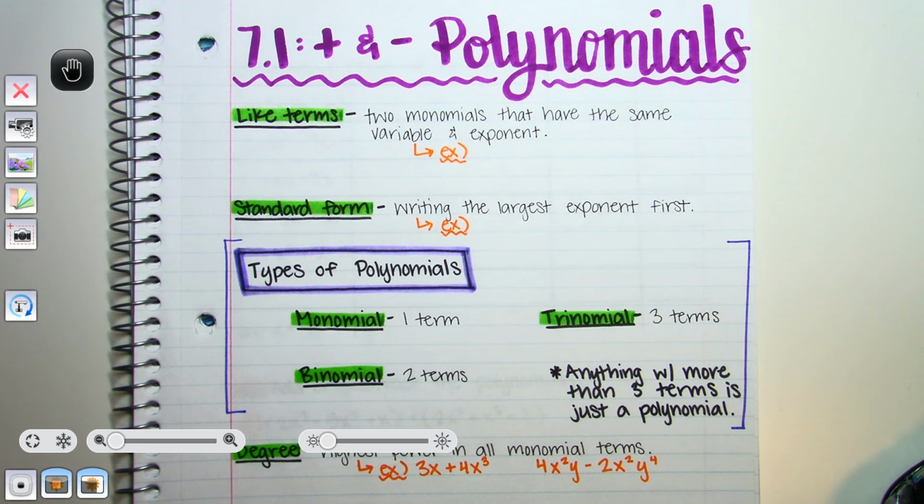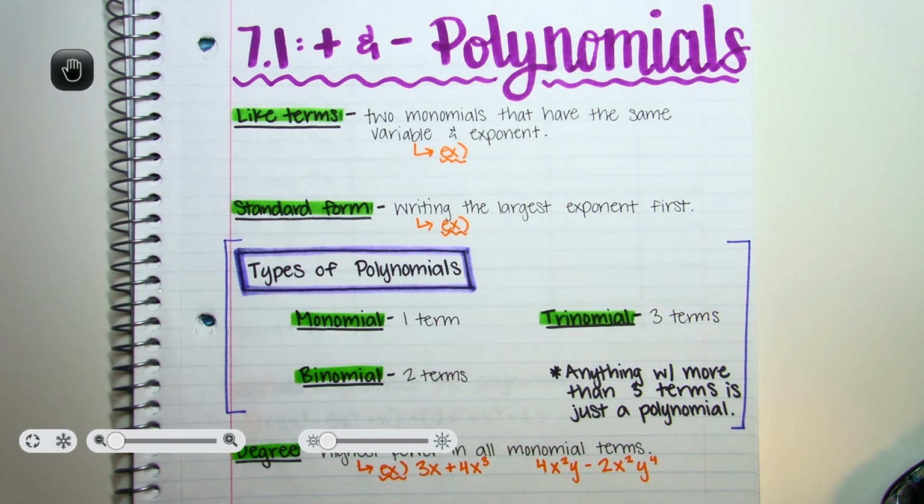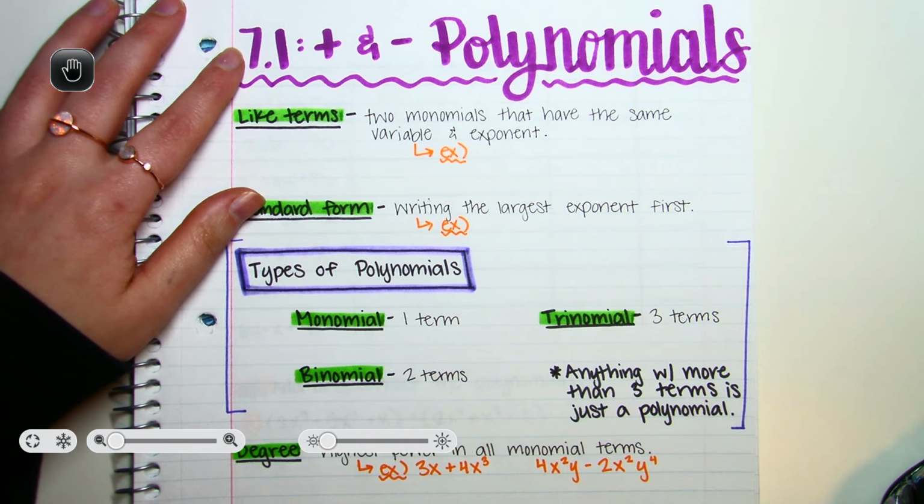Hi everybody, so today we're going to be starting a new topic. It is section 7.1 in your book, and this is our first section of Unit 6 that we're going to be going over. So I know it's Unit 6, but Chapter 7. So it is adding and subtracting polynomials.